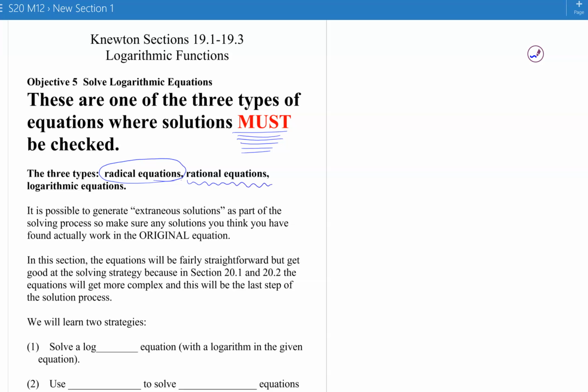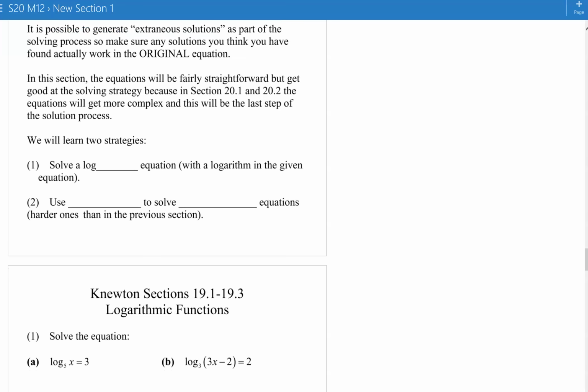Rational equations, we could get values that made the denominator 0, so we had to discount that. And then logarithmic equations, we can get values that are not in the domain of the logarithmic function. So we're going to learn 2 strategies. The first is just to solve a logarithmic equation, that there's a log in the equation, and then we're going to use logarithms to solve exponential equations.